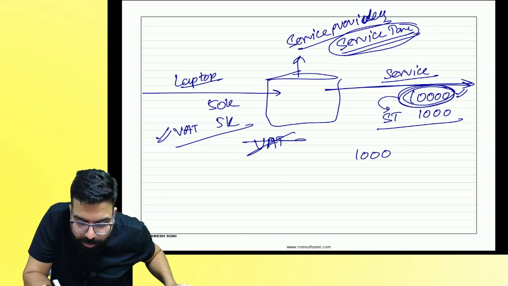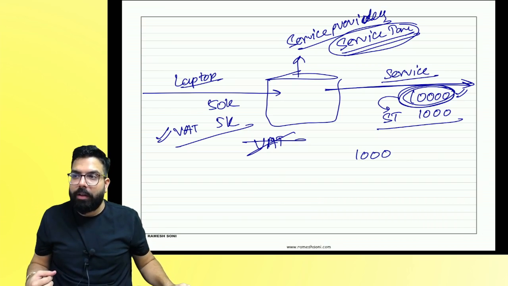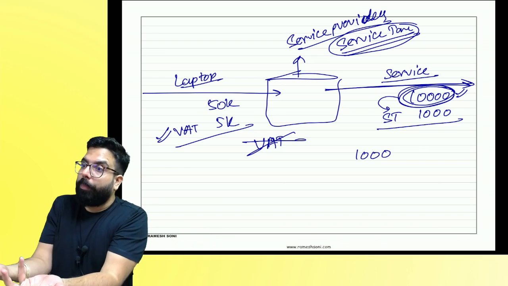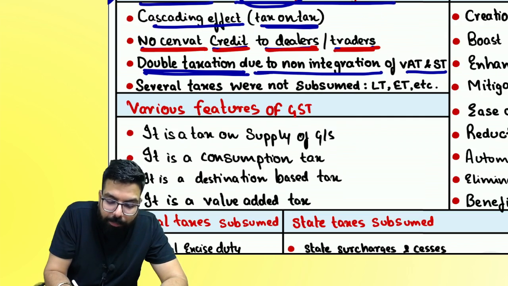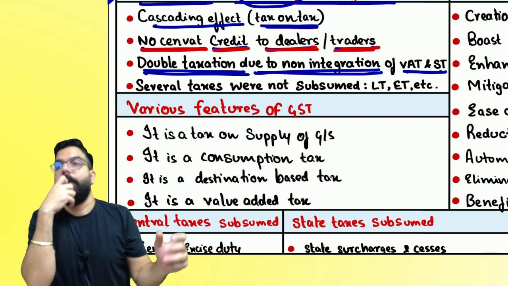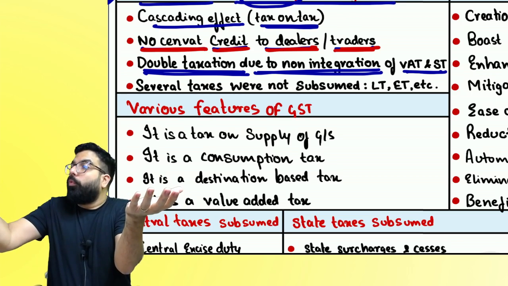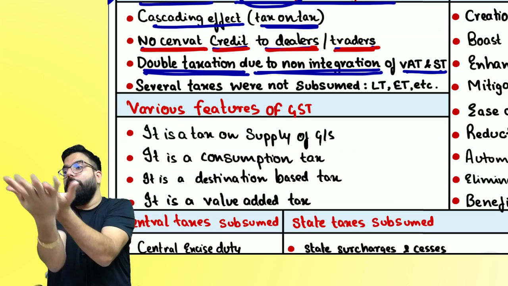Don't you think that service tax is charged on that? Don't you think there are two taxations on one item? VAT is also paid, service tax also. So what they are telling over here is double taxation because of non-integration of VAT and service tax. What do you mean by non-integration? For my sale, I collected service tax. To pay my service tax, I cannot use my VAT. So there was no integration.